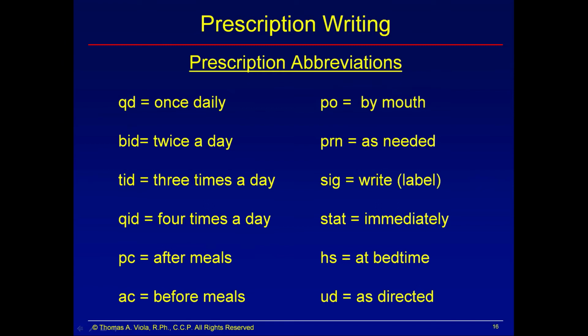PRN, as needed. SIG, write or label, please. This is the instructions from the doc to me, the pharmacist. Hey, write this on the label, stupid. Stat, how about immediately? HS for bedtime? Latin, hora somni, at bedtime. How would you remember that? Say it backwards. Shh, it's bedtime. And UD for as directed, yeah, ut dictum, literally again, as directed.